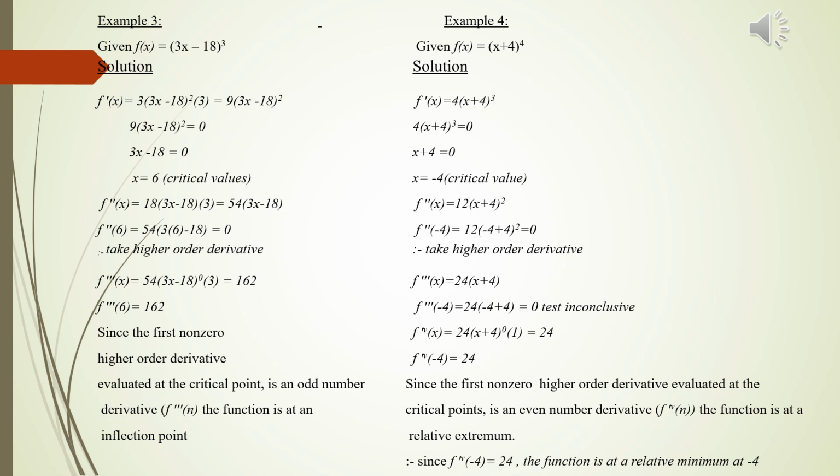So we have to evaluate this second derivative at the critical value, which is 6. F double prime evaluated at 6 equals 54 open bracket 3 multiplied by 6 minus 18. The result of that is what? Is 0. So since f double prime evaluated at the critical value is 0, we are to take a what? Higher order derivative. That means you differentiate the second derivative until we get the first non-zero value.